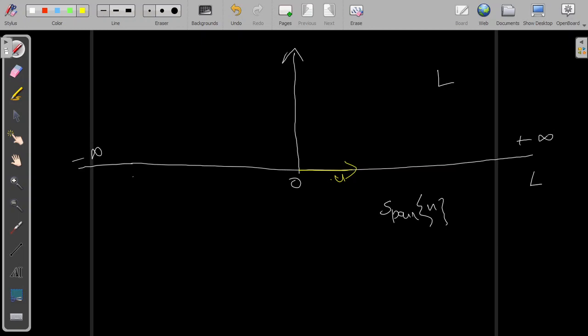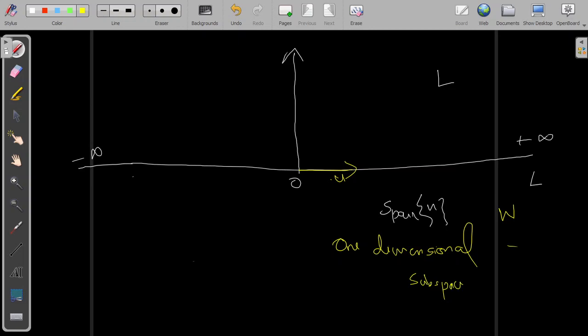Now I am replacing this L with W. It doesn't matter whether you name it L, W, S, X, Y, or Z. You can give any name to that subspace. For the time being, I am calling it W. In the previous class I named it L because it is a straight line. Now I am generalizing it to W. So W is a one-dimensional subspace.